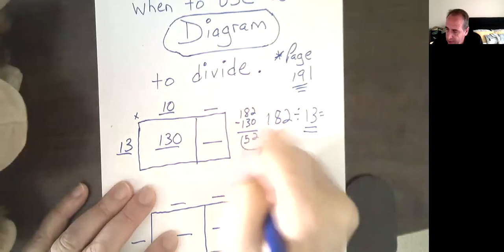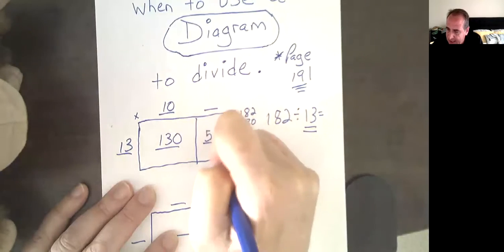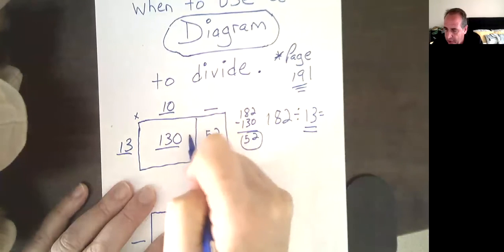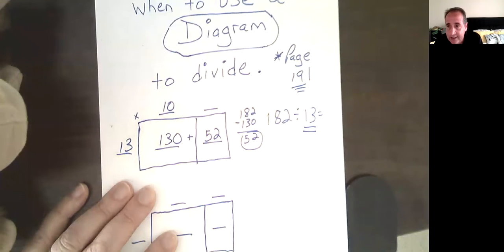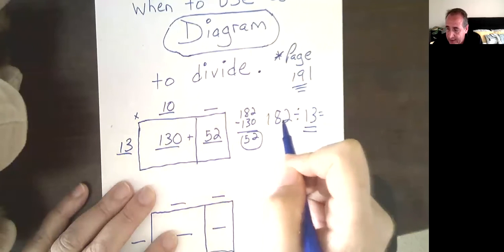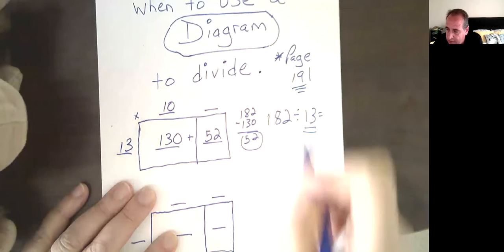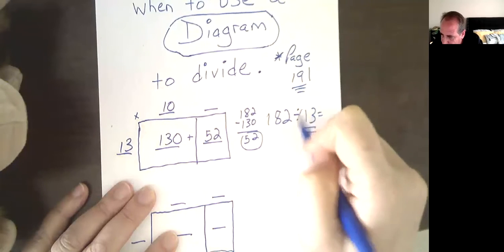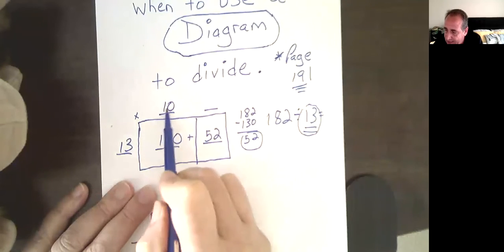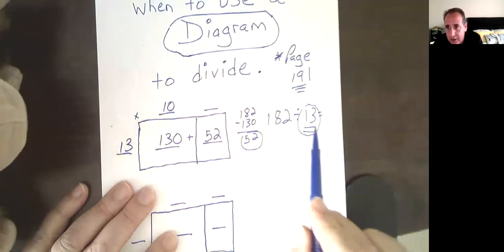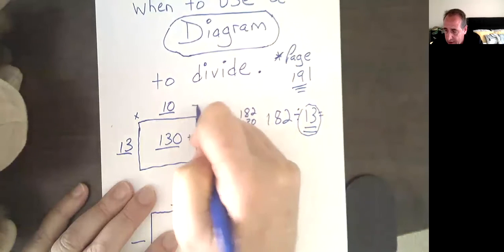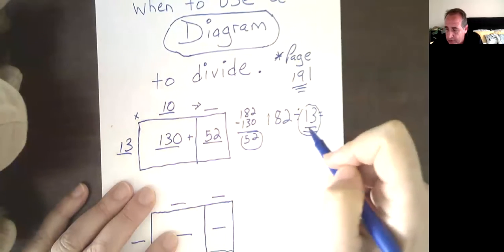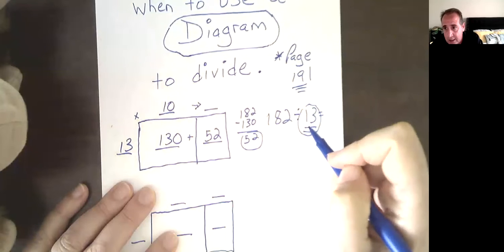We get that 52, and we know the 52 goes in this blank right next to it, because 130 plus 52 is 182. So you have these numbers equal in the dividend. You used the 10 so far. Remember your divisor is 13, and you used 10 of them. Now you have to figure out how many 13s are in 52. That's what's going to give you this number here. How many of them are going to equal your 52?